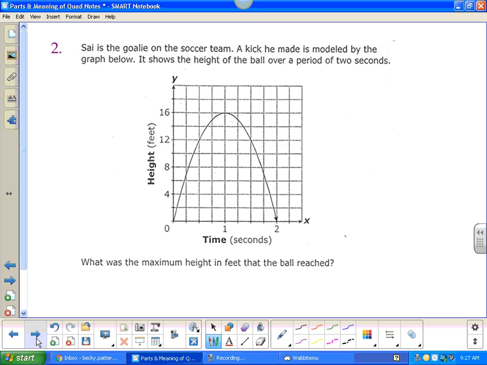The question says, what is the max height? Well, this is my height, so it just wants to know, how high did it go? Well, it went 16 feet. That's it. That's all you have to do for that one. It just wants to know the max height and make sure that you can read a graph.